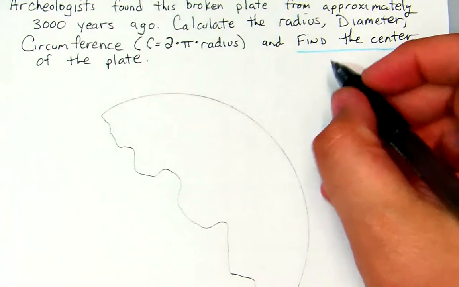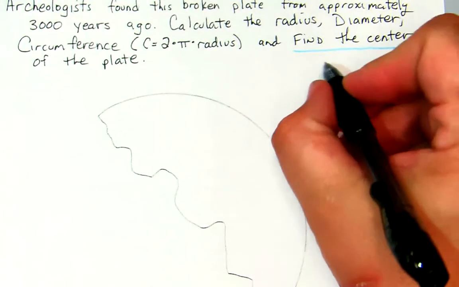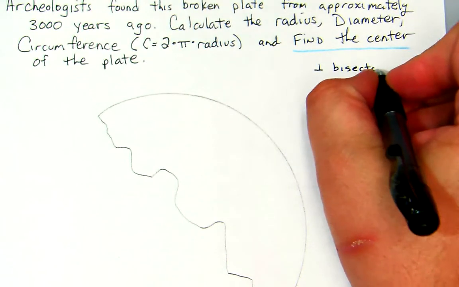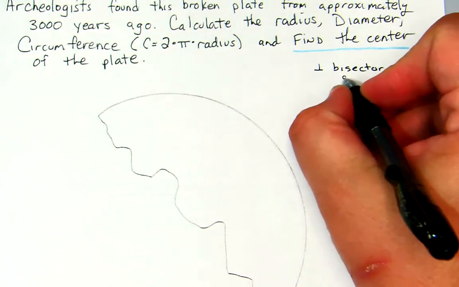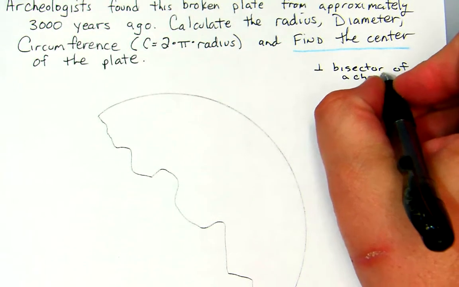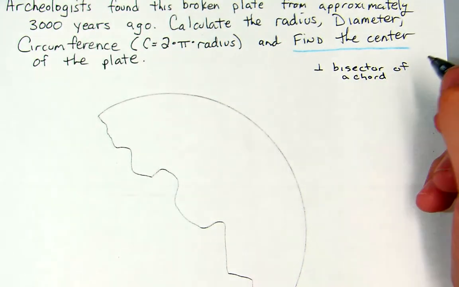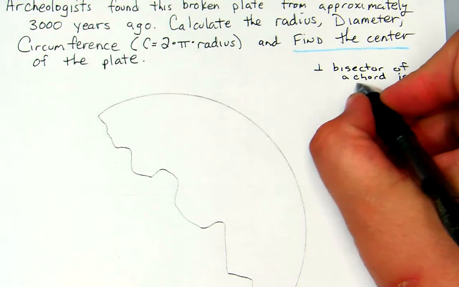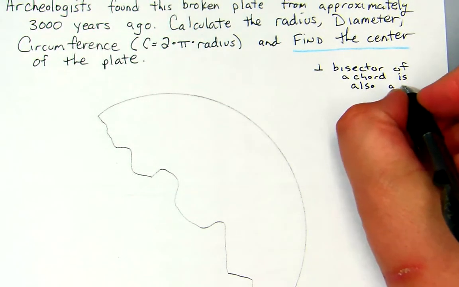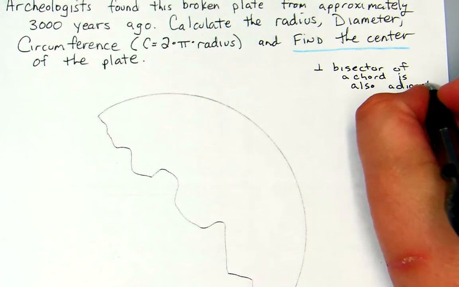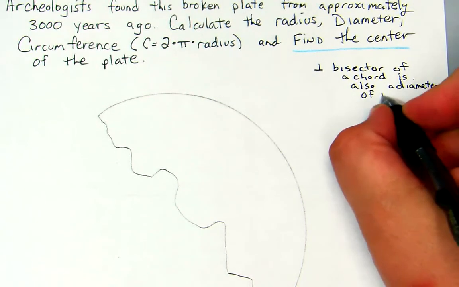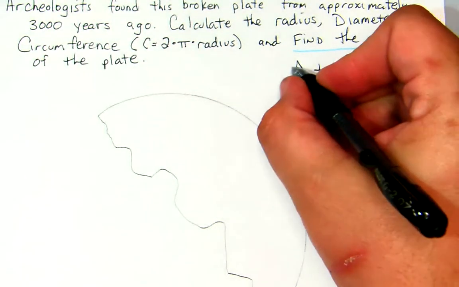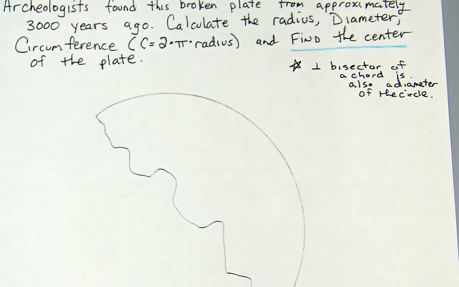And from yesterday, there was one thing that we learned. The perpendicular bisector of a chord is also a diameter. And this is the key to the whole problem.